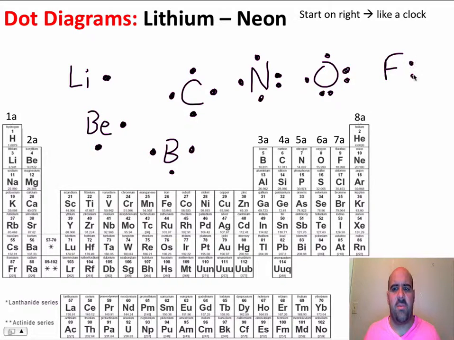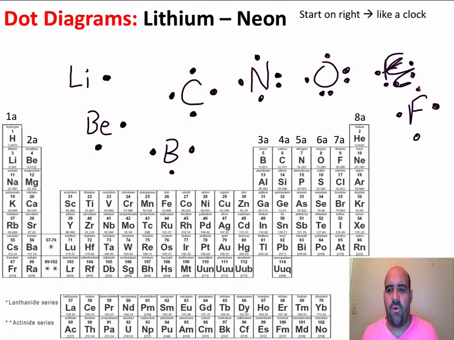Now we're going to draw fluorine. And same thing. Oh, sorry. Let me go around. 1, 2, 3, 4, 5, 6, 7. That's a little bit messy. That one, I'll draw the next one neater. And let's go over to neon.